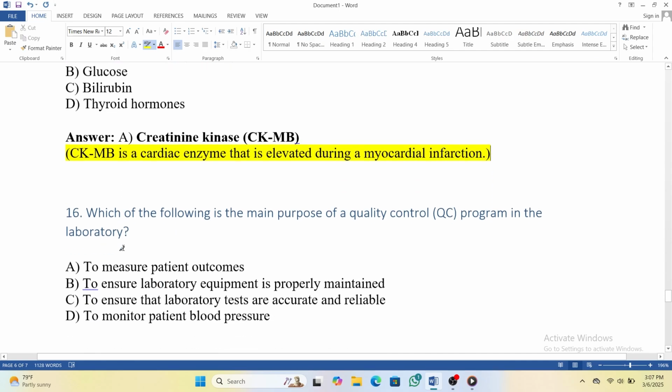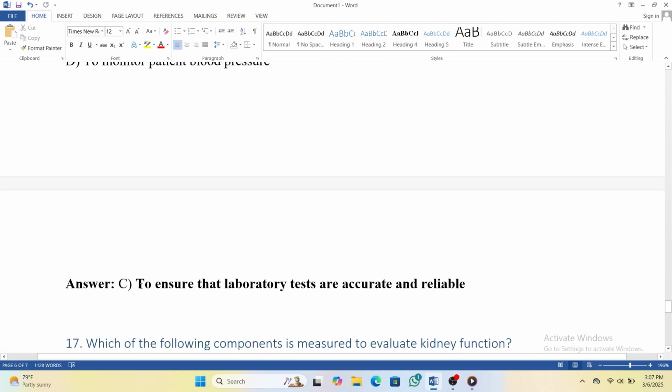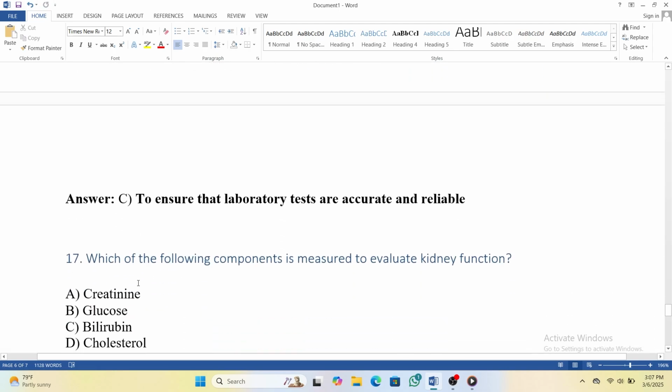16. Which of the following is the main purpose of a quality control, QC, program in the laboratory? A. To measure patient outcomes. B. To ensure laboratory equipment is properly maintained. C. To ensure that laboratory tests are accurate and reliable. D. To monitor patient blood pressure. Answer: C. To ensure that laboratory tests are accurate and reliable.